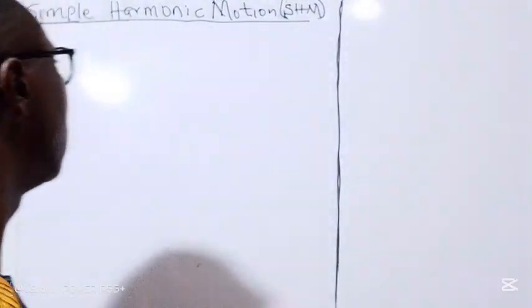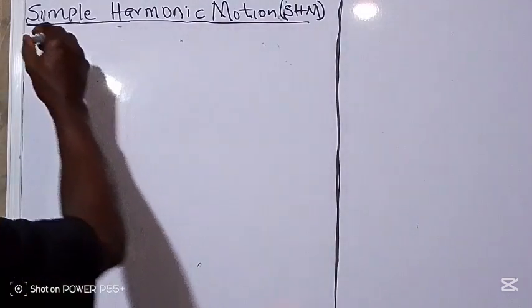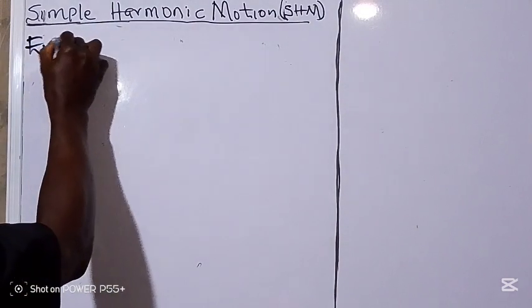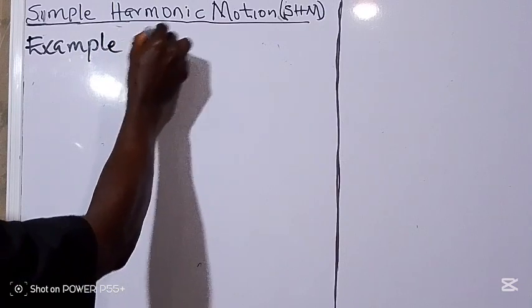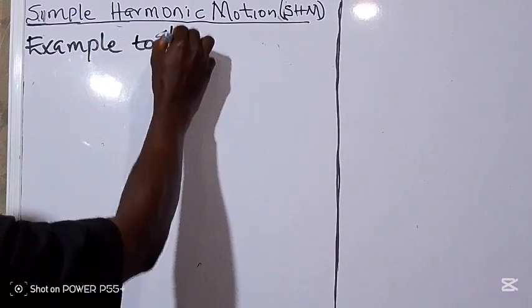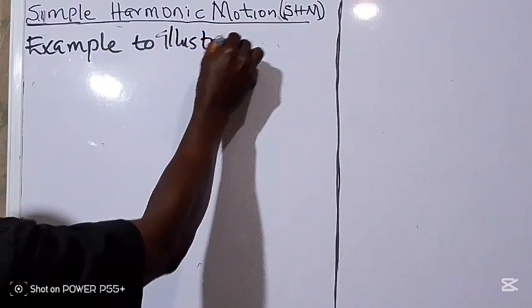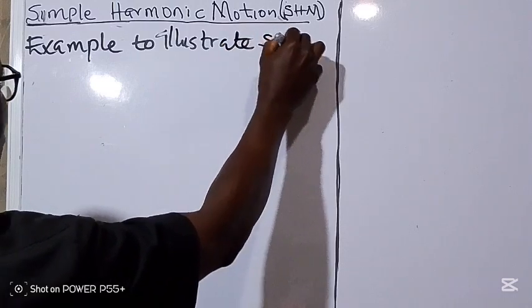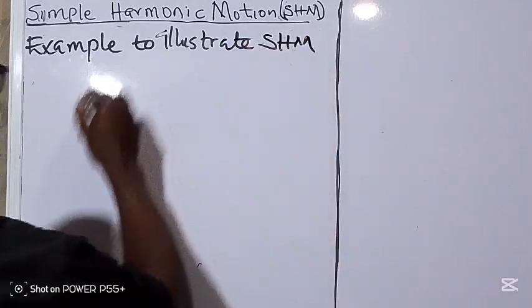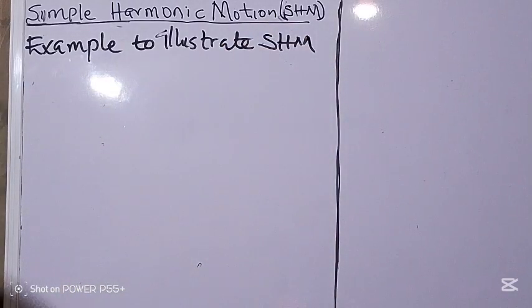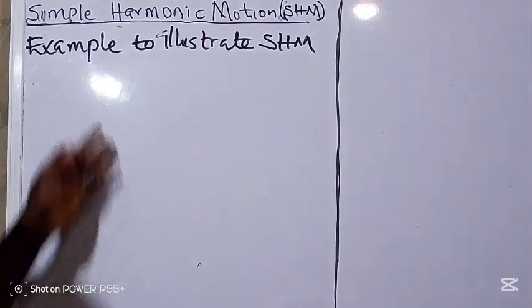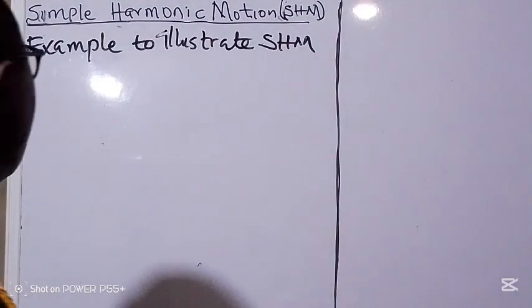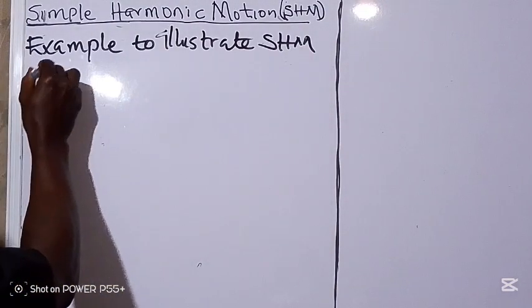Now, today, we want to look at examples to illustrate simple harmonic motion. Out of the many examples that we mentioned under examples of simple harmonic motion, we are going to look at majorly 3.